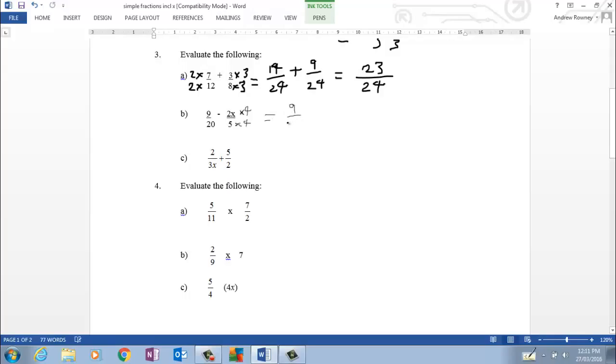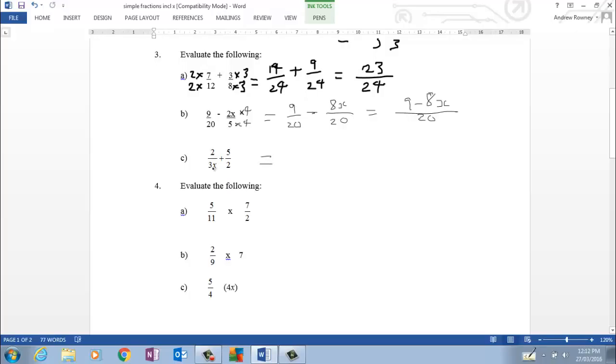So that's 9 on 20 minus, the bottom one is 20, 5 fours are 20. The top, 4 times 2x is 8x, 4 twos are 8. Now you keep the denominator the same, so it's all over 20. And we can't do 9 take 8x because they're different terms, so you just leave it like that. That's your final answer.